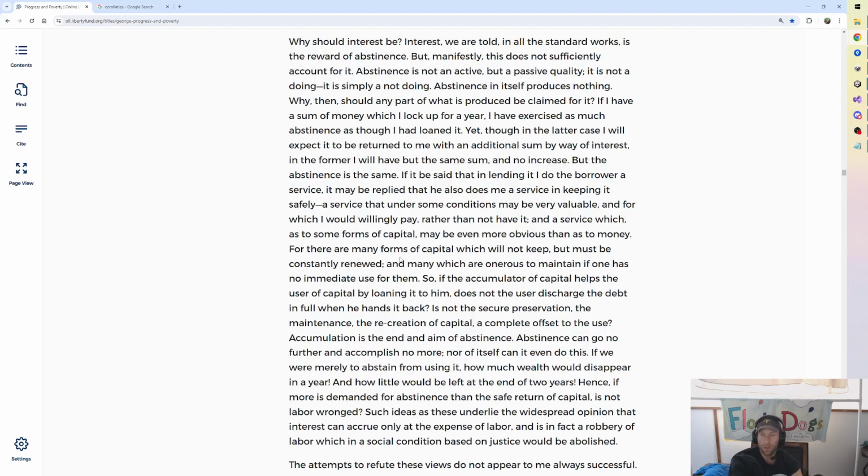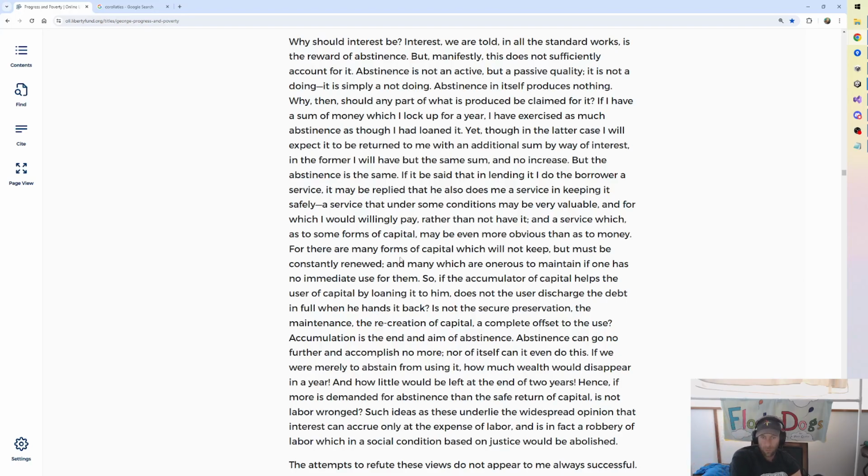So if the accumulator of capital helps the user of capital by loaning it to him, does not the user discharge the debt in full when he hands it back? Is not the secure preservation, the maintenance, the recreation of capital a complete offset to the use? Accumulation is the end and aim of abstinence. Abstinence can go no further and accomplish no more, nor of itself can it even do this.